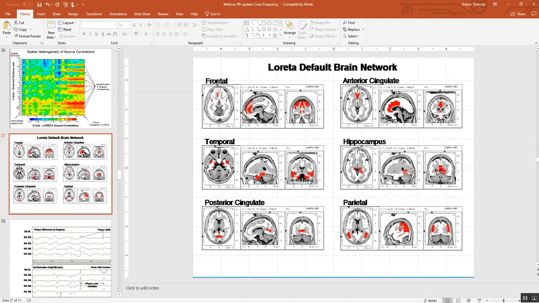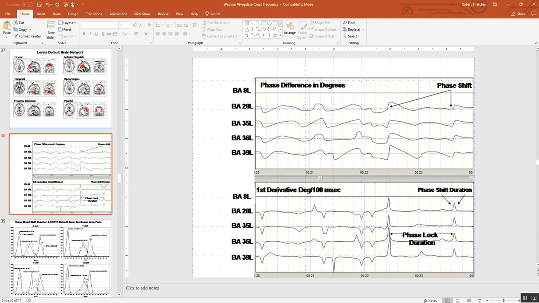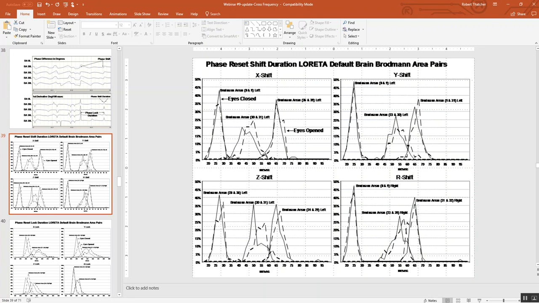We also evaluated phase shift and phase lock in the default network. And this is the default network that we looked at. And we measured phase shift and phase lock from the center frequencies of LORETA. And we found the phase shift duration is there. It's very precise. It's more quantal. These are quanta, and there's very discrete periods of phase shifting for different combinations of the Hagmann hubs. I mean, not Hagmann hubs, but of the default network.